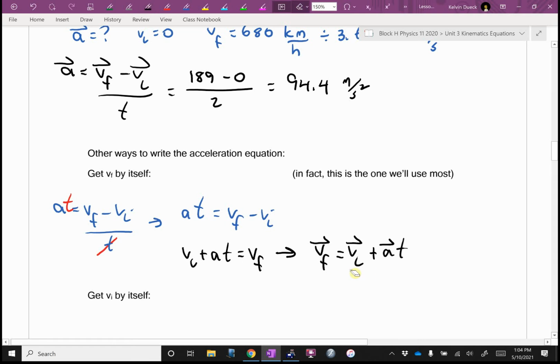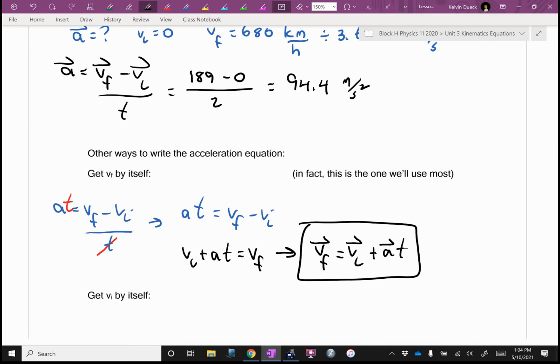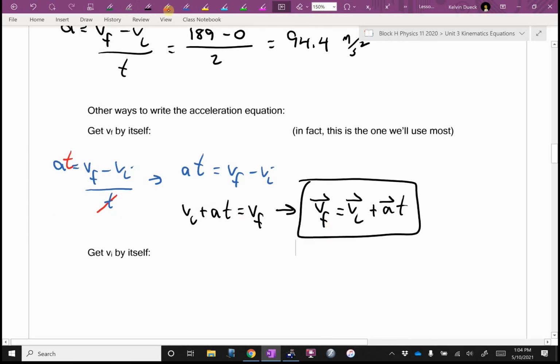From this equation right here, I could get the VI by itself. What side of the equation is the VI on? What else is on the same side as the VI? A plus at. How would you move a plus at over to the other side? Minus it. So yet another equation would be VF minus at equals, well, you know what? Instead of writing equals VI, do you mind? Can I put the VI equals on that side? Because that's where we're used to seeing the thing by itself.